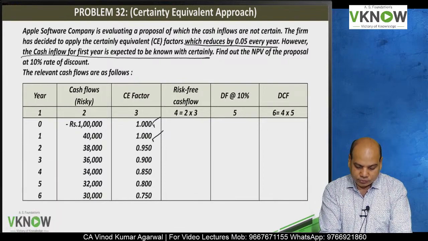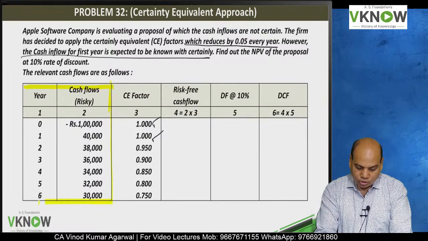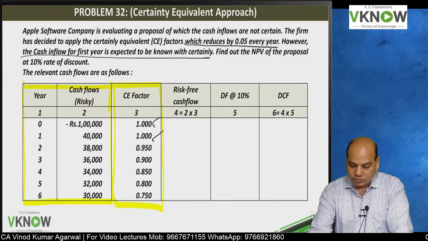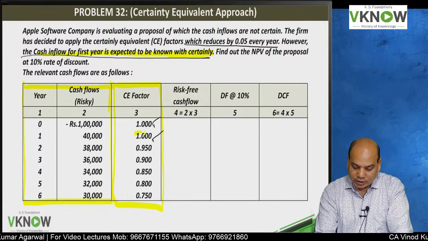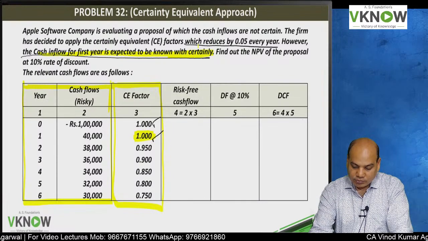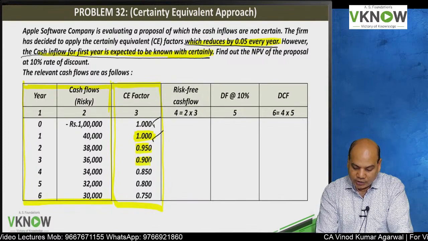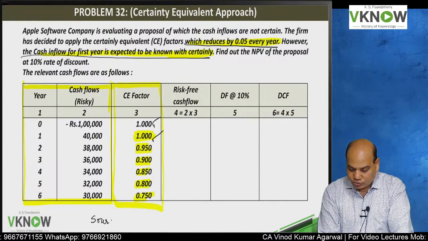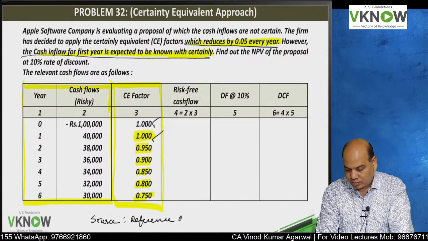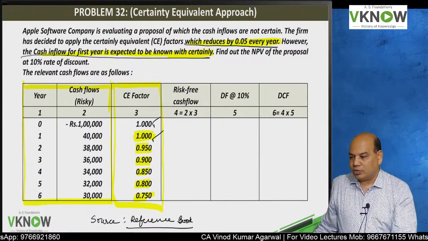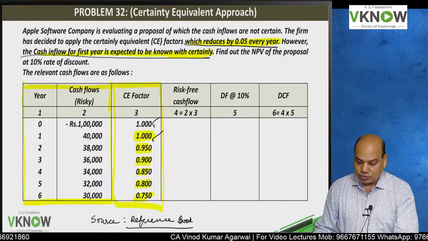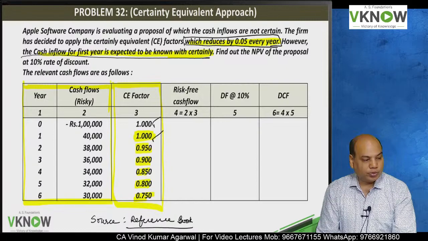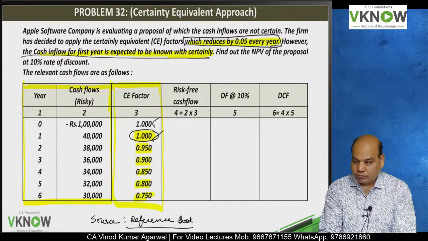Now in the exam, they are only going to give you these two columns. This column I have added. Read the problem. Cash flow for the first year is expected to be known with certainty. So I have written 1, which reduces by 0.05 every year: 0.95, 0.90, 0.85, 0.80, 0.75. Write down the source of this question: reference book, not any of the institute publications. We have to really work hard to find a variety of questions for you, because what is new in this question is that CEC reduces by 0.05 every year, but the first year CEC will be 1 because it is a certain cash flow.